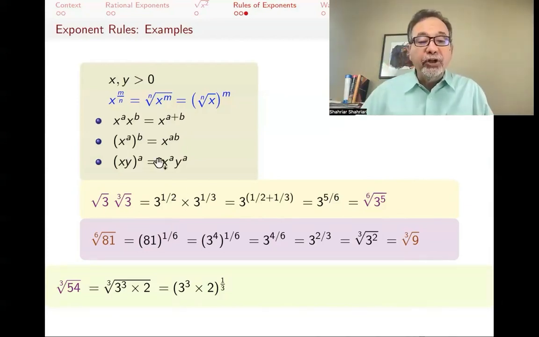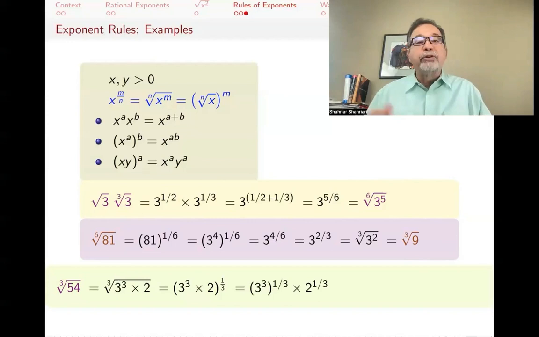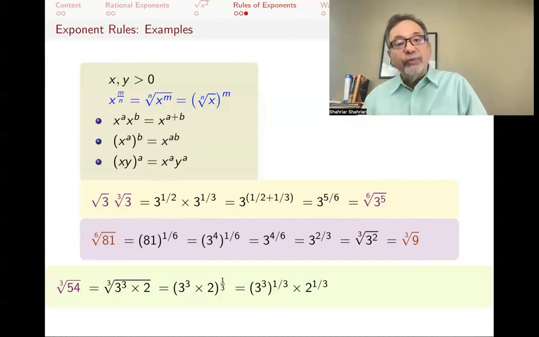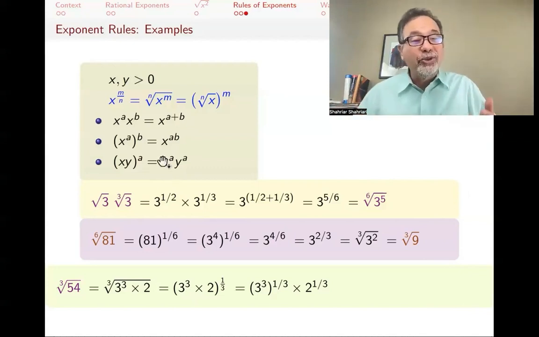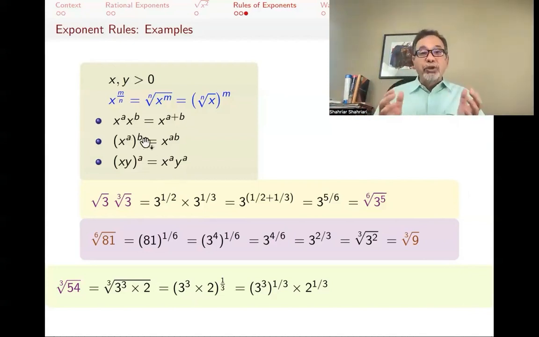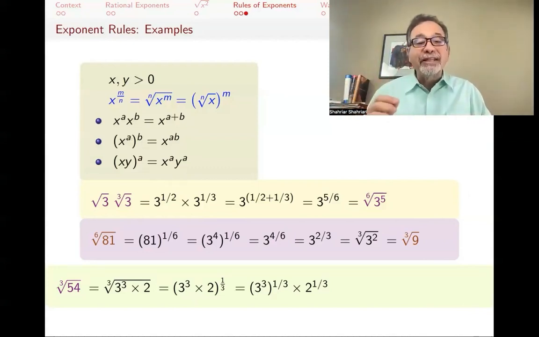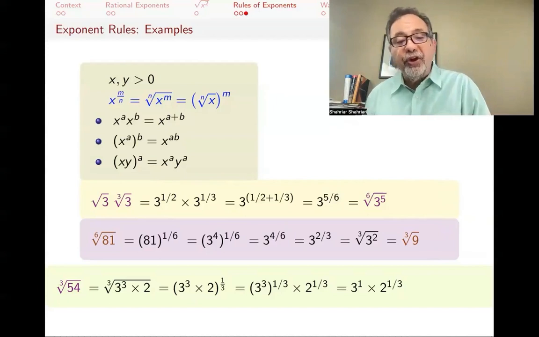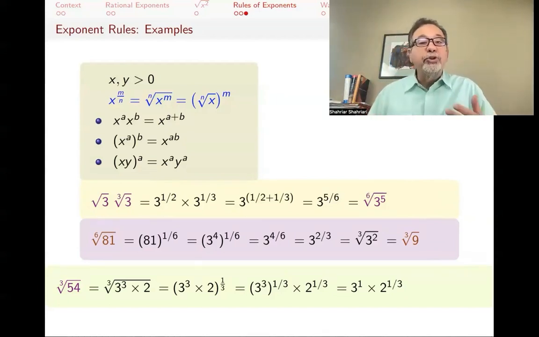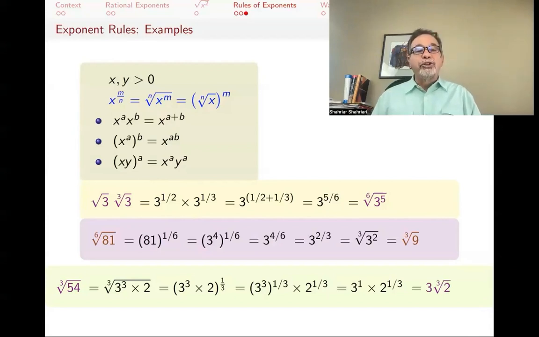Now I can use my third rule. It's going to be the first one to the 1/3 times the second one to the 1/3. But the first one is 3 cubed to the 1/3, and I can use my second rule. I can say 3 cubed to the 1/3 is the same as 3 to, what's 3 times 1/3? 1. So 3 to the 1 times 2 to the 1/3. 3 to the 1, that's just 3. 2 to the 1/3 is cube root of 2. So I have 3 times cube root of 2. Do some more examples yourself.